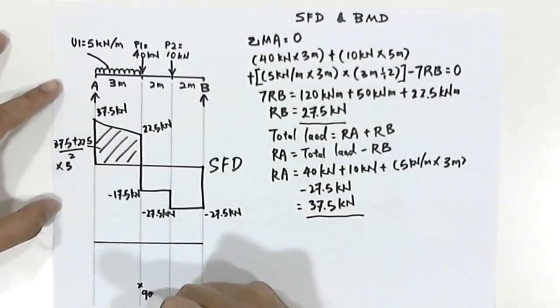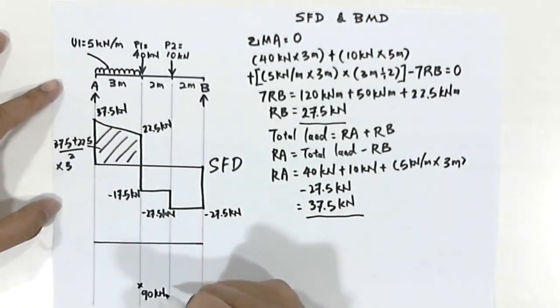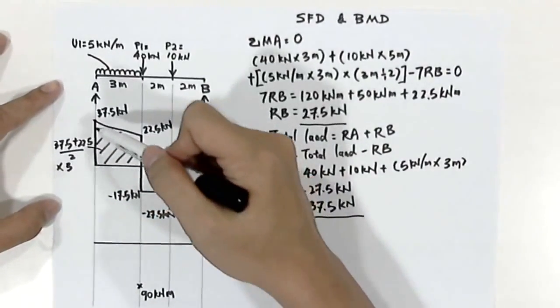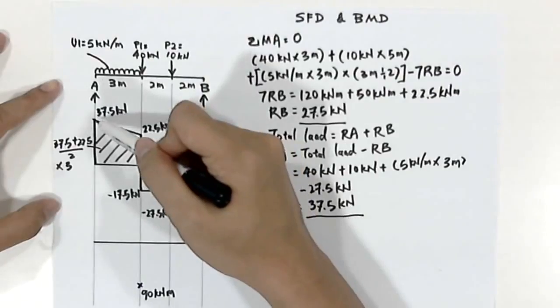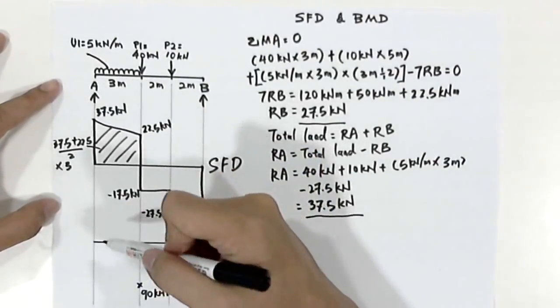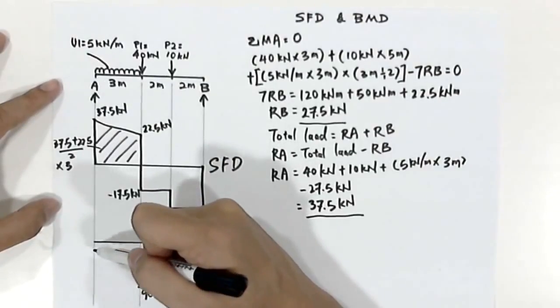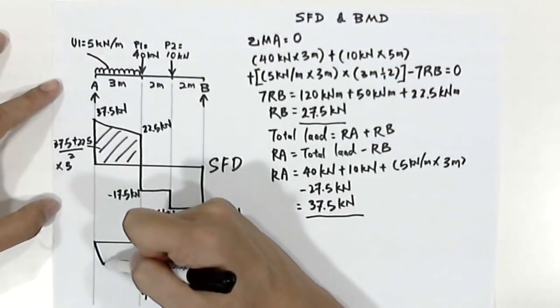90 kilonewton meter. And by looking at this diagram, the line here is not a linear line, so in the bending moment diagram, we'll draw a curved line.